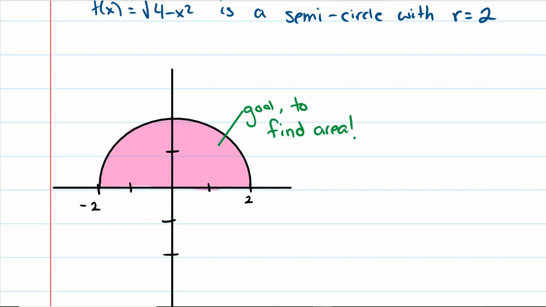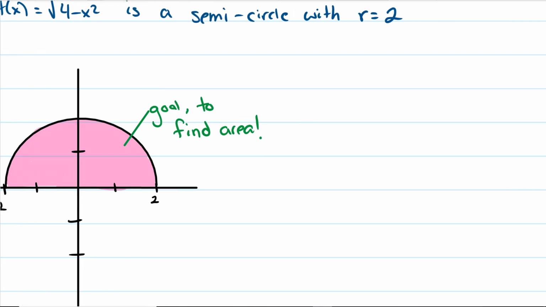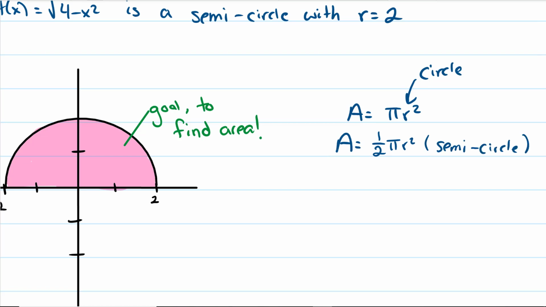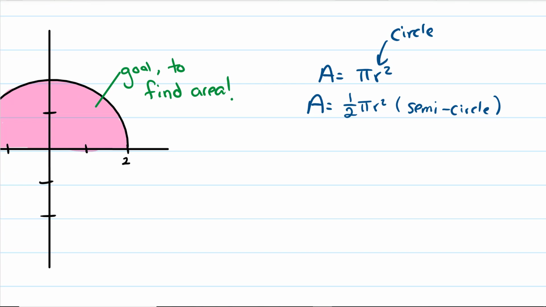So we know that the area of a circle is pi r squared. So the area for a semicircle is 1/2 pi r squared. We know the radius is 2. So the area is 1/2 pi 2 squared. So you get 1/2 pi times 4. So the answer is 2 pi.